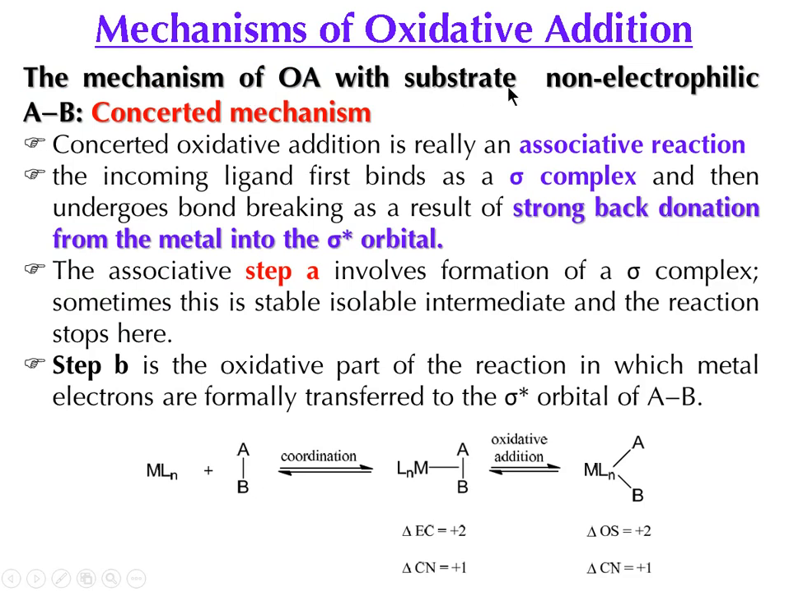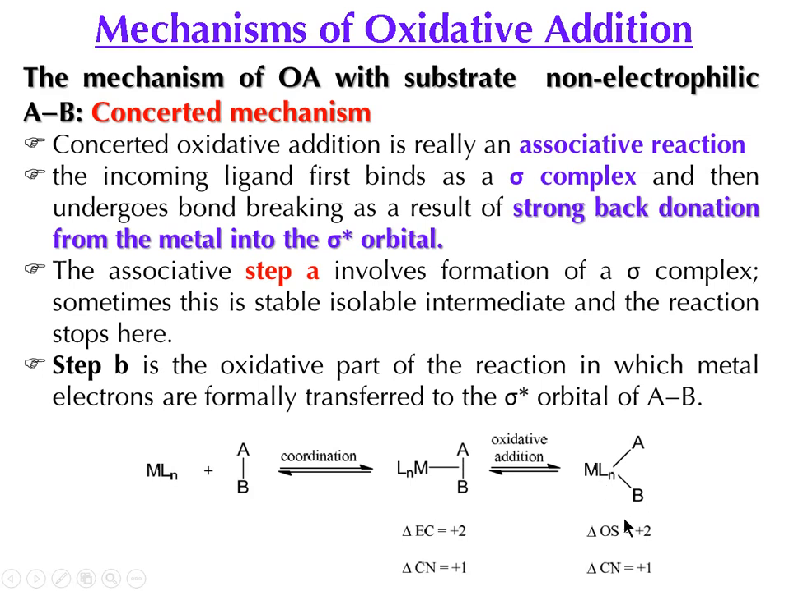What is now the mechanism when the substrate is non-electrophilic? The mechanism is known as the concerted mechanism. The two electrons are first transferred from M to the bond AB. So first of all, we have an associative reaction where we prepare a complex with the sigma bond AB. So the incoming ligand first binds as a sigma complex, and then these electrons will be transferred to the molecular orbitals of the bond AB. So we will have a breaking of this bond and formation of the bonds MA and MB.